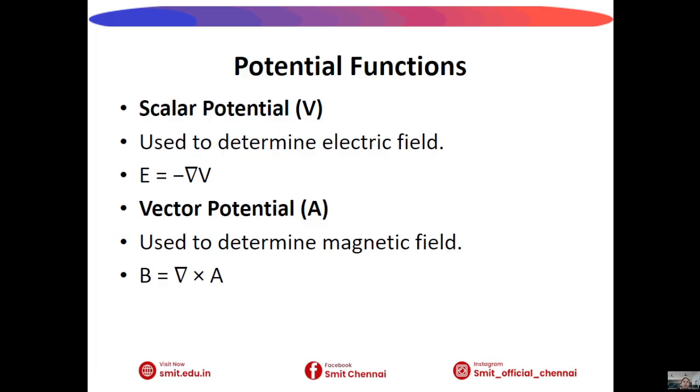Next, we see about the potential functions. In electromagnetic analysis, solving directly for electric and magnetic fields can be complicated. To simplify calculations, we use potential functions. There are two important potential functions, the scalar potential represented by V and the vector potential represented by A. Using these potential functions, electric and magnetic fields can be calculated more easily. Potential functions are widely used in antenna analysis, wave propagation studies, and electromagnetic field computations.